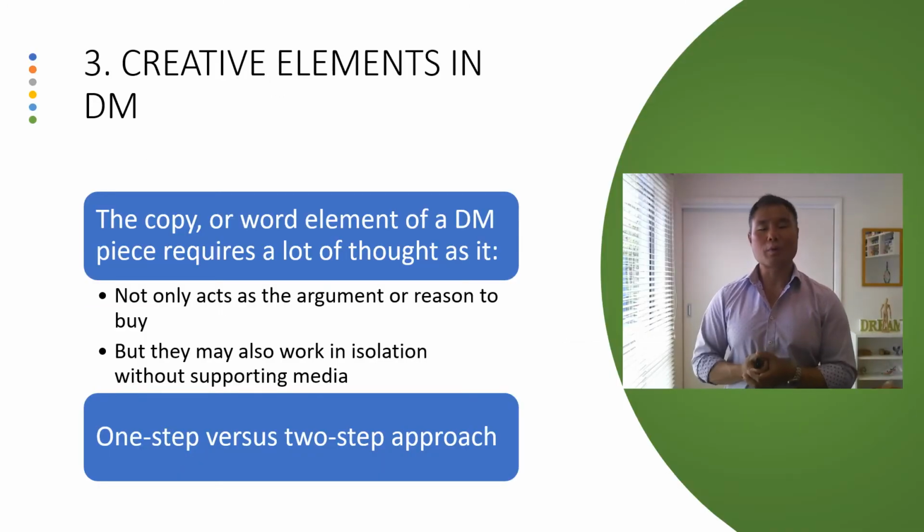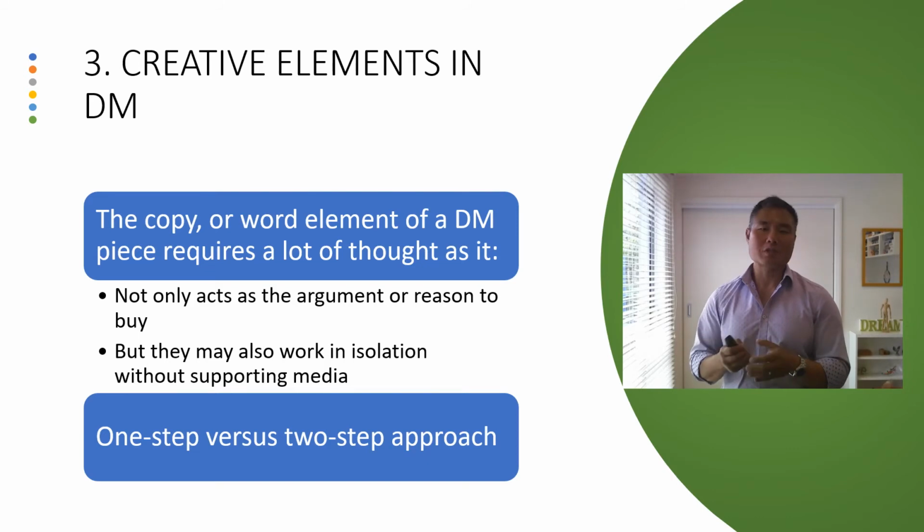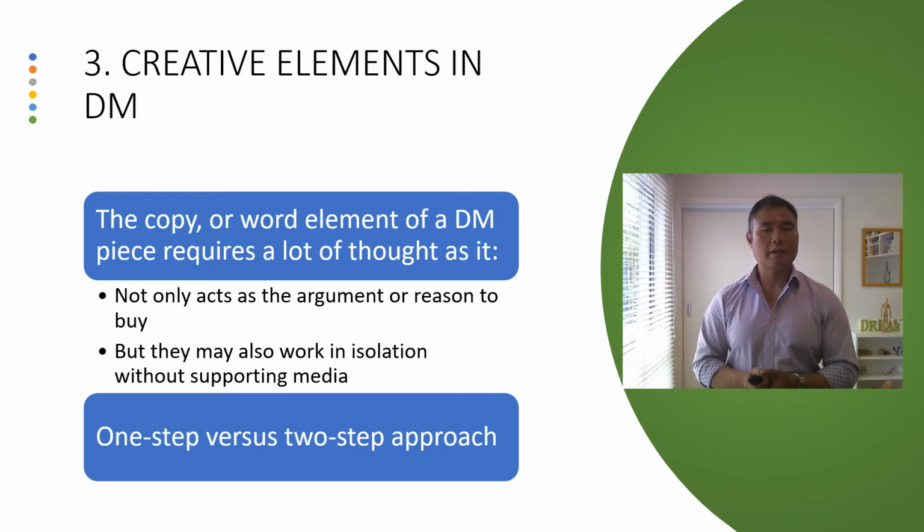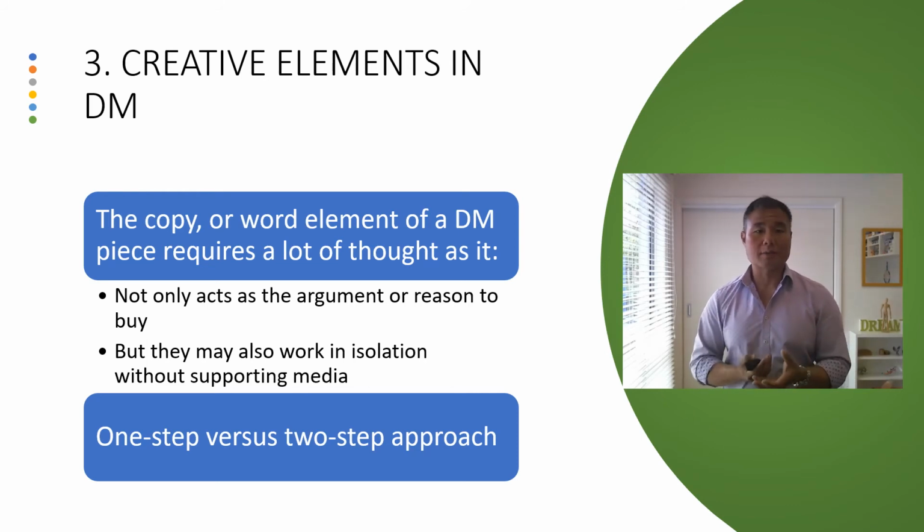So the third component of direct marketing is creative, or the creative copy element. The copy is basically what it says, what the direct marketing message consists of. It is the word element, also sometimes the image element. Basically, it's the content. And you need to pay attention to that, obviously, because sometimes it's acting as the only way a consumer will find out about your brand.